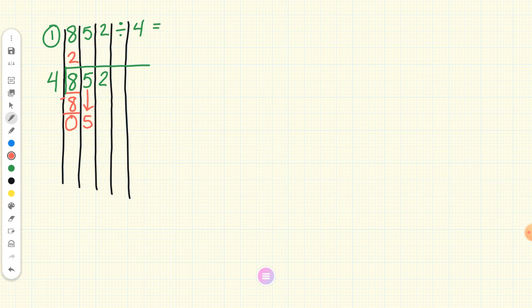What times 4 gives you something close to 5 but not over it? Okay. What is that? 1. Yep. 4 times 1 is 4, so I put it right there. What do I do with those two numbers? Subtract. Drop my 2.